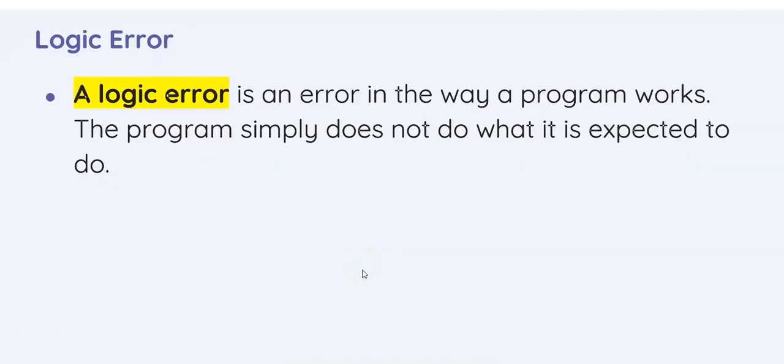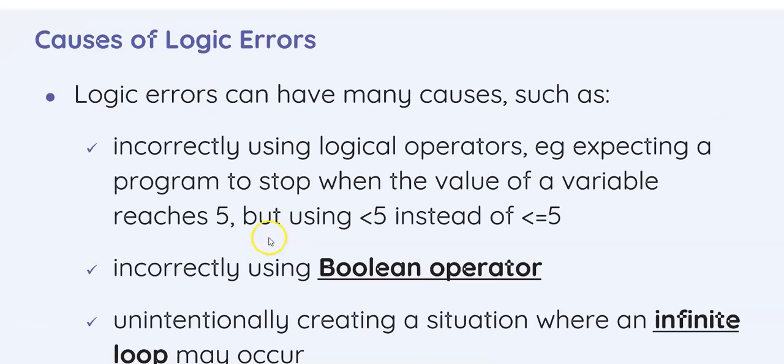Now let's look at the next type of error: logic error. A logic error is an error in the way a program works. The program simply does not do what it is expected to do. So yes, the program works in terms of being executed and giving an answer, as in the case of the example, but it does not give the answer that we would anticipate.